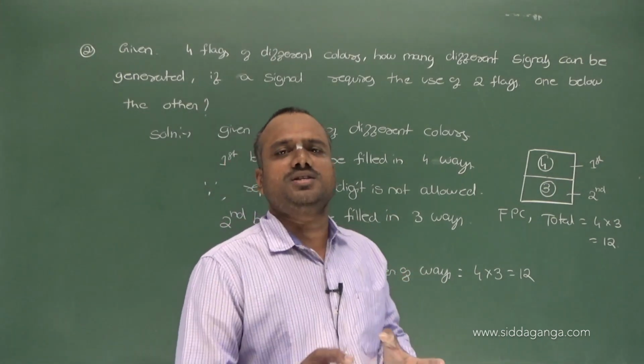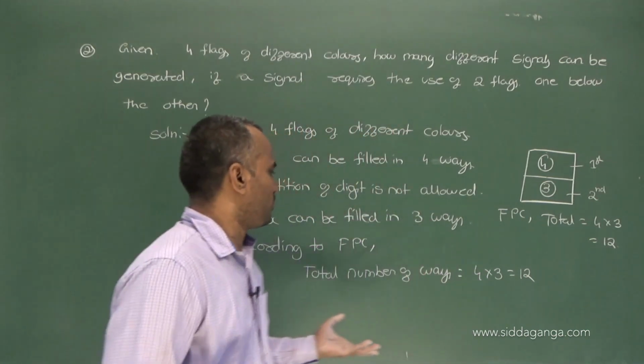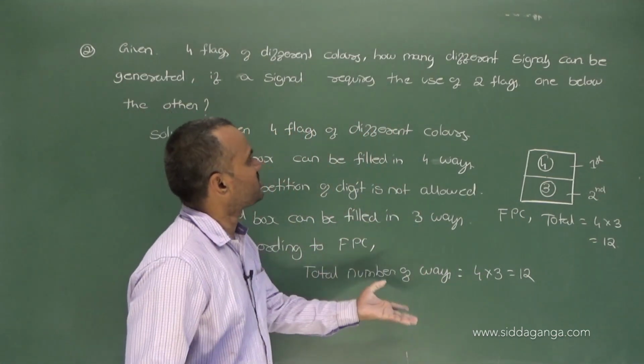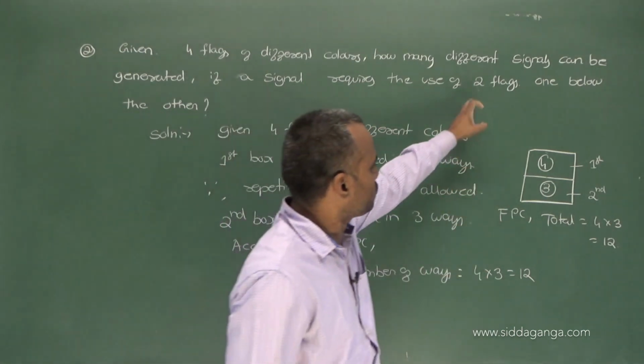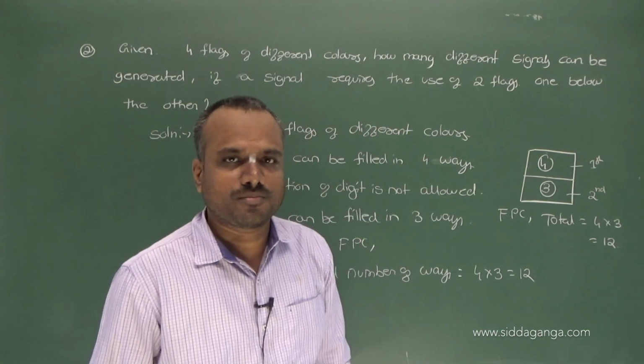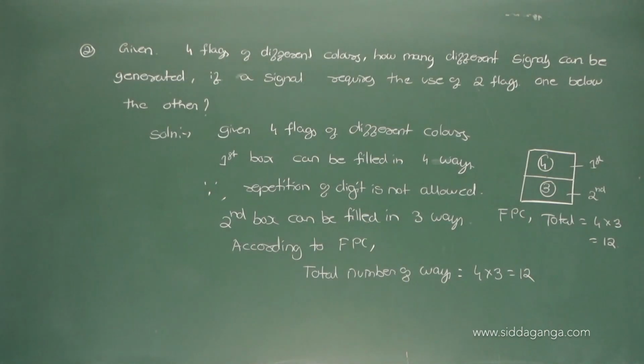Just now we discussed this in the last problem of exercise 7.1. Same type of problem. Total number of different signals of 2 flags is 12. What is my point? Next, a worked example problem. See this problem first carefully.